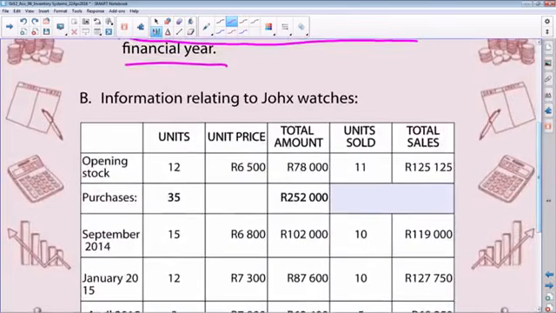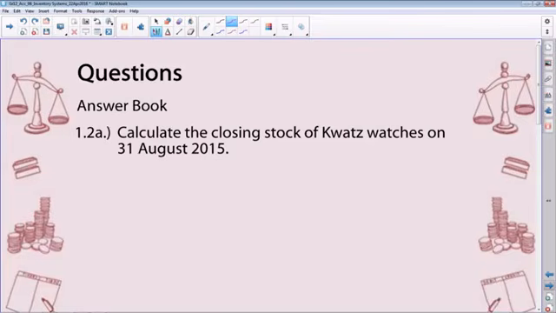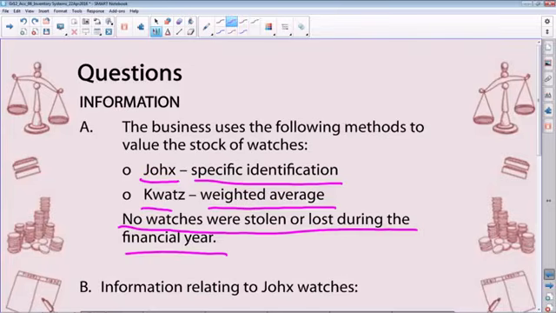Of my opening stock, I had 12 units, of which I sold 11. Remember, we're using the specific identification method. So now we're identifying these watches and we're saying that of the 12, we sold 11, we've got one watch left over, 6,500. So immediately I say 1 by 6,500.